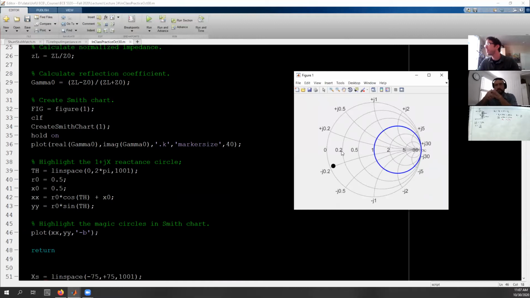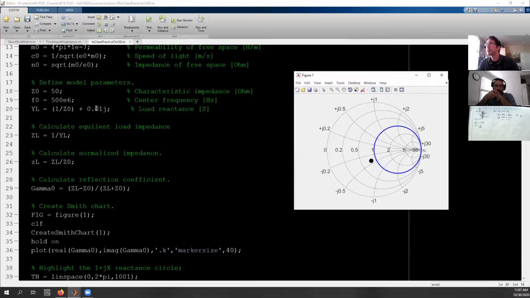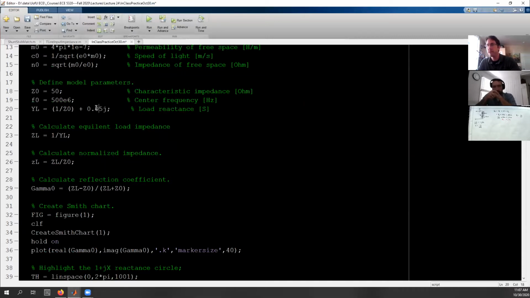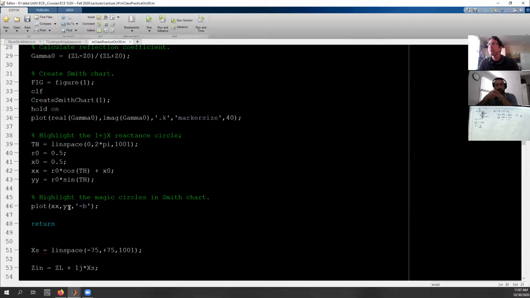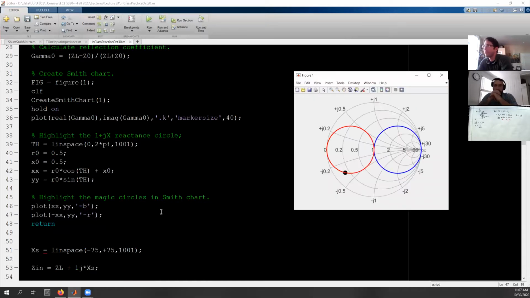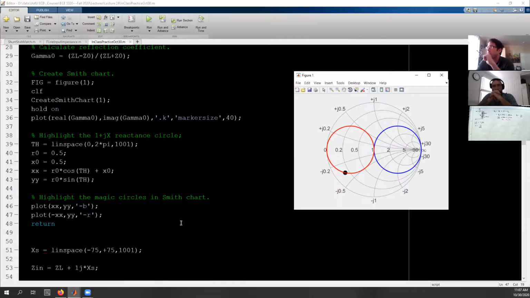Now you'll notice I'm over here somewhere, and this is where things get a little interesting, and that is, in fact, that's actually kind of a high reactance. Let's put like 0.01, well, 0.05 maybe. See how it likes that. There you go, that's a little better. Now I'm going to plot the opposite circle here in red. There we go.